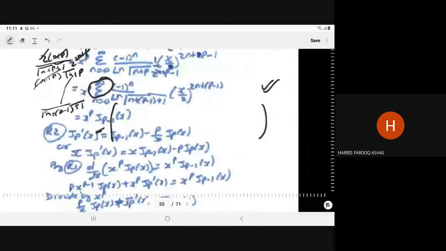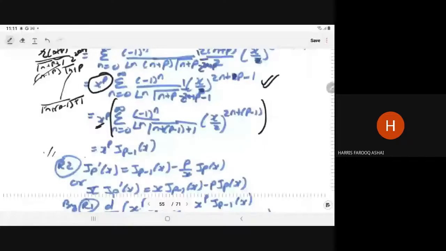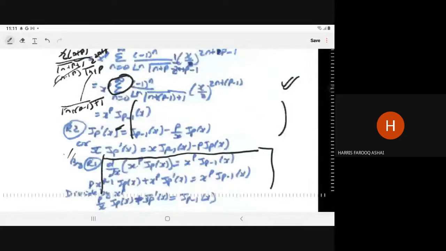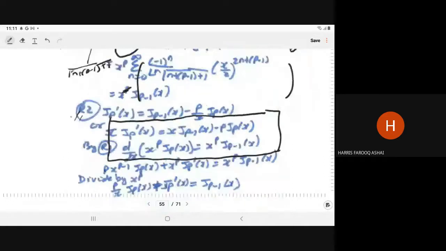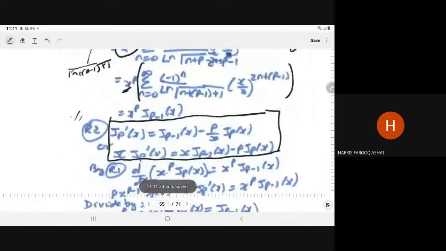Yes, sir. Then we have the second recurrence relation. The second recurrence relation is Jp dash is equal to Jp minus 1 minus p upon x Jp, or if you multiply by x, it becomes x Jp dash is equal to x Jp minus 1 minus p Jp. So this is the recurrence relation.